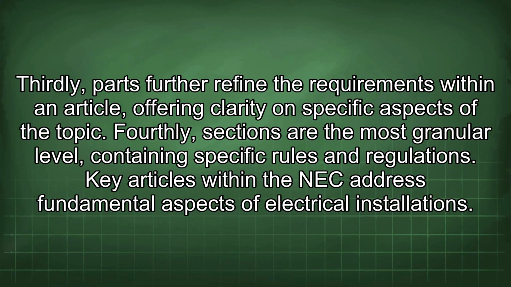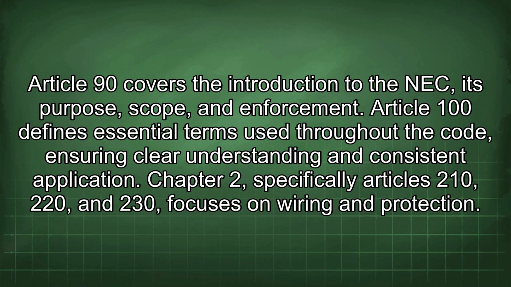Key articles within the NEC address fundamental aspects of electrical installations. Article 90 covers the introduction to the NEC, its purpose, scope, and enforcement. Article 100 defines essential terms used throughout the code, ensuring clear understanding and consistent application. Chapter 2, specifically Articles 210, 220, and 230, focuses on wiring and protection.